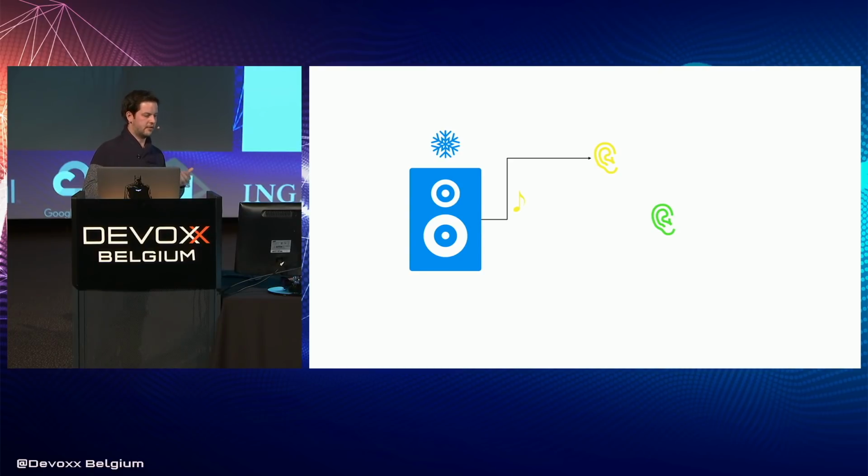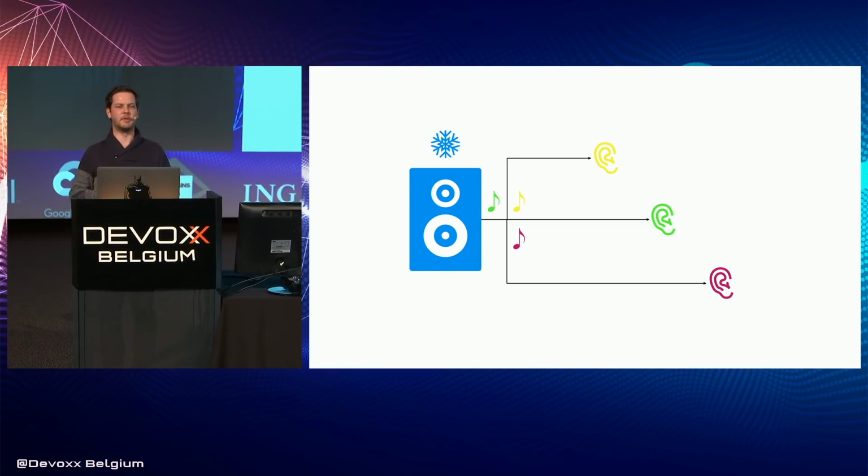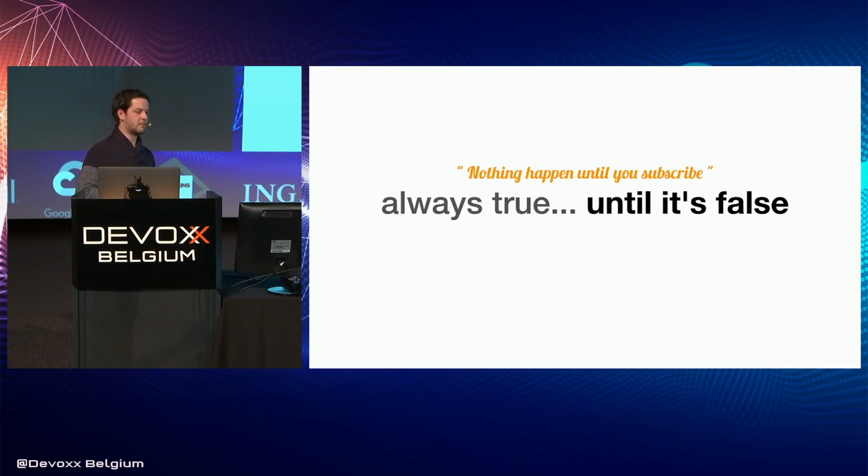And if a second subscriber comes in, it will generate a new set of data and send it to that subscriber. And if a third subscriber comes in, it would generate a new set of data and send it to the subscriber. The analogy with the HTTP request example, it would perform 3 GETs, basically. So 3 times the network call. So that's why we say nothing happens until you're subscribed. And it's always true until it's false.